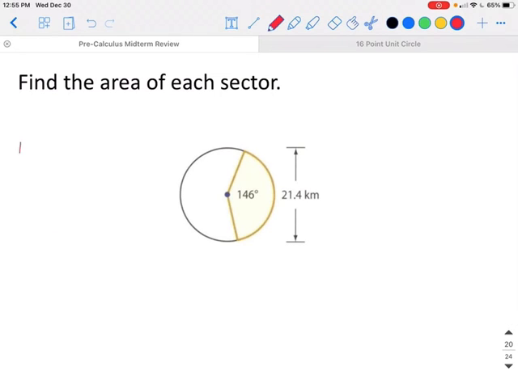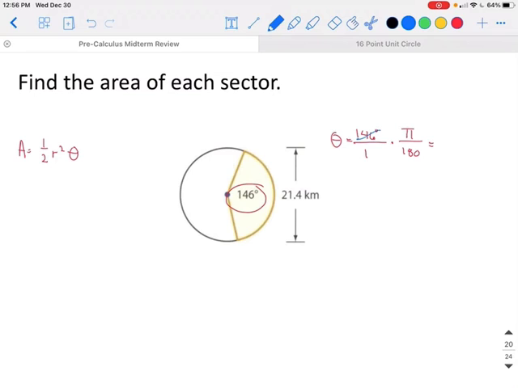We need to find the area of this sector. To find the area, we do 1/2 r squared times theta, where theta must be in radians. Since our angle is given to us in degrees, we first have to convert it to radians. So 146 degrees, to turn that to radians, remember you multiply by pi over 180.